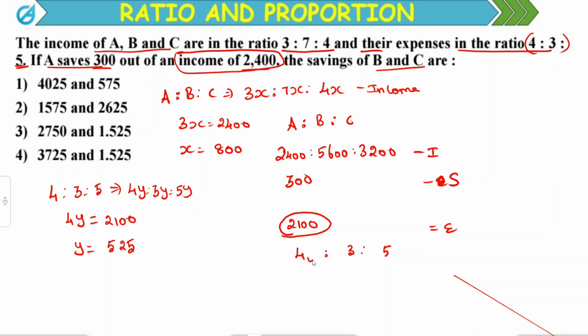See, this is 4y, 3y, and 5y. The next thing: now, if 4y is 2100, then what about 3y?